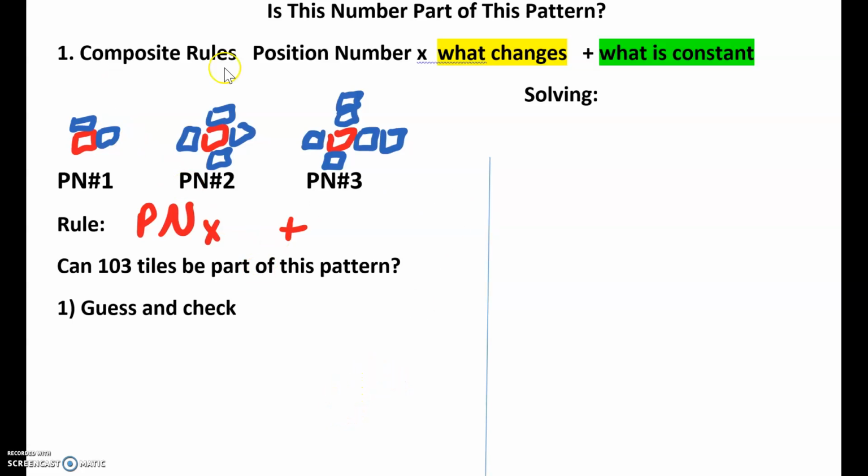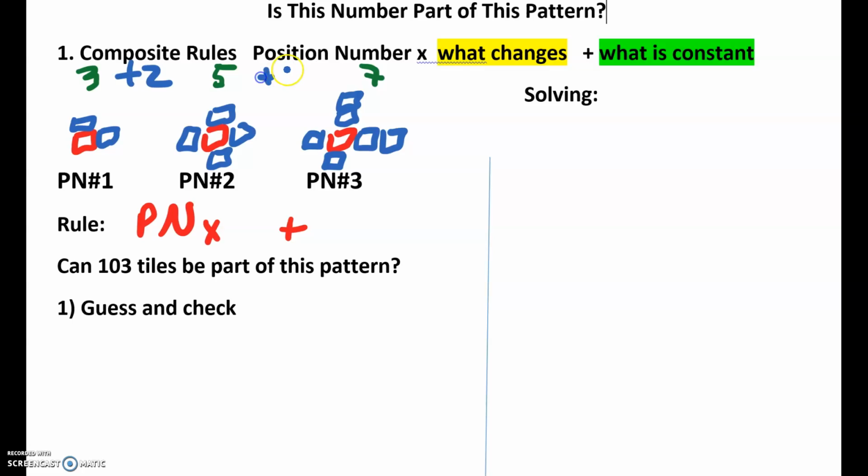And so we're going to start off. I've put up a composite rule, and first we need to generate that rule. So, quick review. We need to look at what changes and what stays the same each time. Well, looking at our rule, we start off with 3 tiles, and then we move to 5 tiles, and then we move to 7 tiles. Had to count them up. 3 to 5 to 7. Well, I can see that that is a constant increase of plus 2 each time.